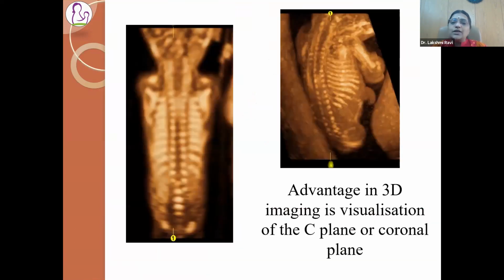What is the advantage of 3D ultrasound? The advantage is you can visualize the C plane or the coronal plane, because in the sagittal and in the transverse view, you will not be able to see the entire spine like this, and you will never be able to see the ribs nicely delineated out like this. So it is with the advantage of 3D ultrasound that you are able to visualize the coronal plane, and this is one of the major advantages we cannot get with a simple 2D ultrasound.